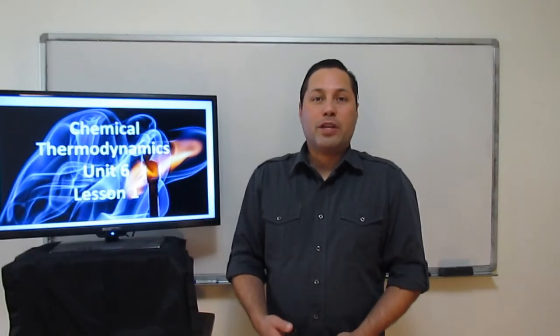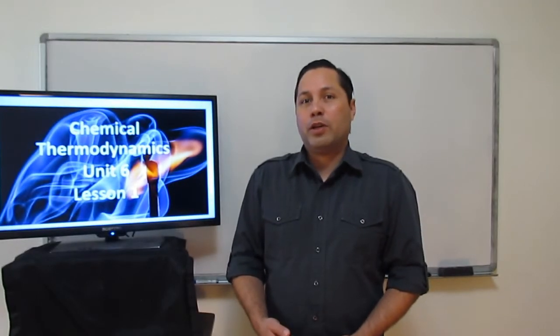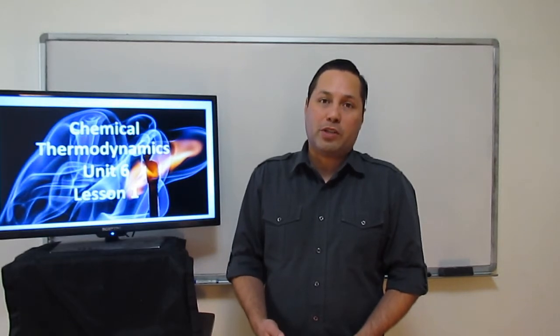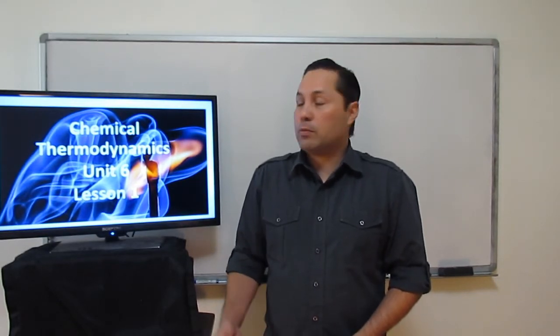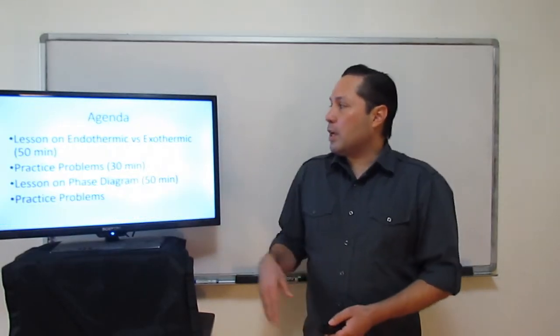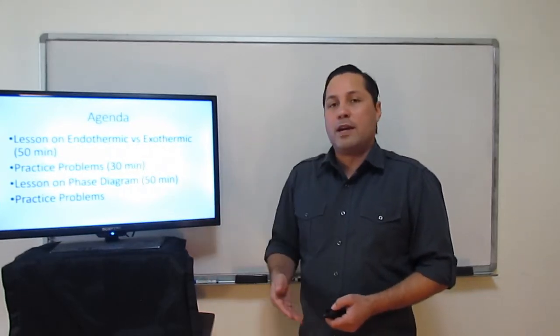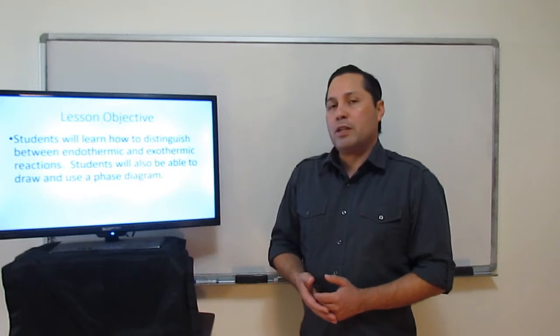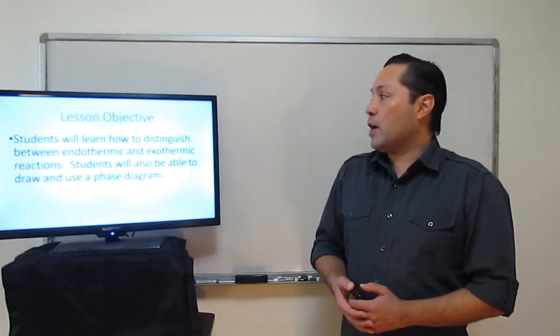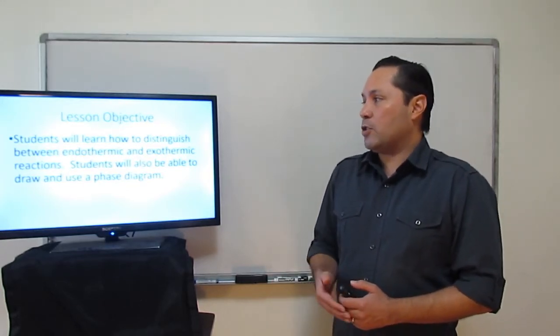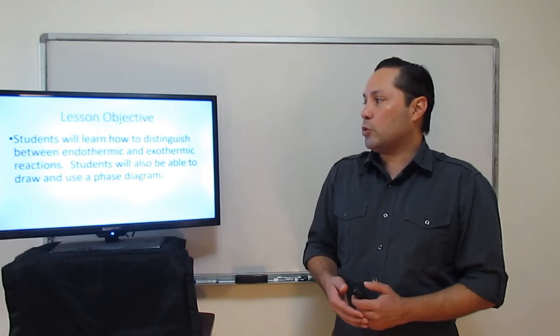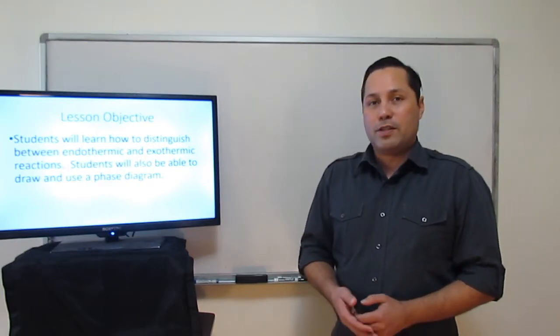Hi, this is week 28 of chemistry, and in this week we'll be looking at the first lesson of unit 6, which is chemical thermodynamics. For our agenda, we'll be looking at the difference between an endothermic reaction and exothermic reaction, as well as phase diagrams. The lesson objectives state that students will learn how to distinguish between endothermic and exothermic reactions, and students will be able to draw and use a phase diagram.